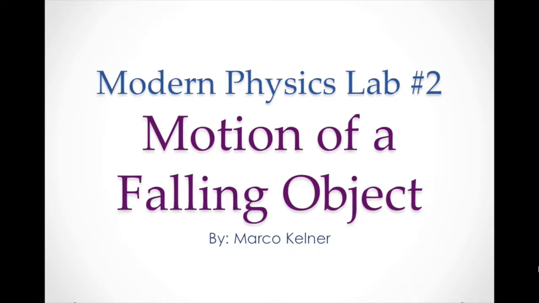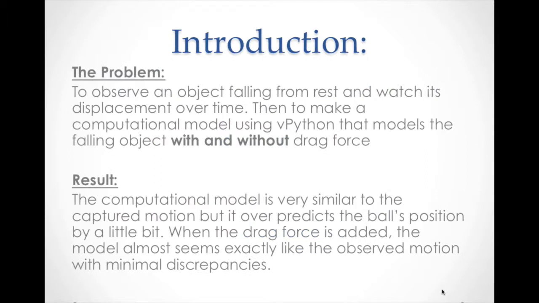Hello, my name is Marco Kellner, and this is my Modern Physics Lab number 2 for the motion of a falling object. Introduction. The problem was to observe an object falling from rest and watch its displacement over time, then to make a computational model using VPython that models the falling object with and without drag force.